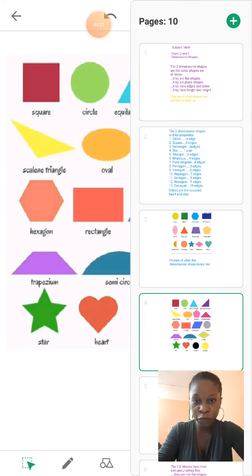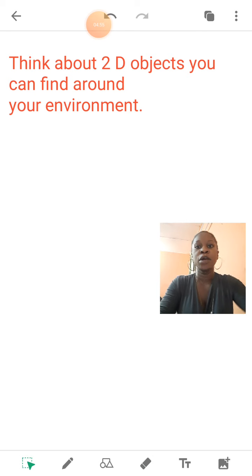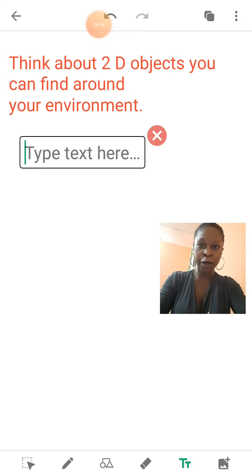Okay, let me move my mouse a bit. All right. So, some of these 2D shapes are objects we can find around us. For example, have you looked at your clock face? My question says, think about 2D objects you can find around your environment and write them. So I'm going to write some that I can find on my table at the moment. I have a clock.